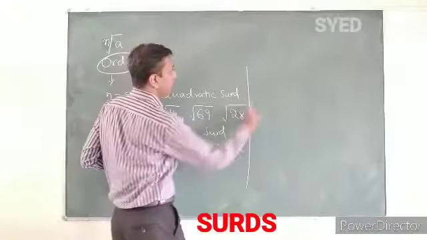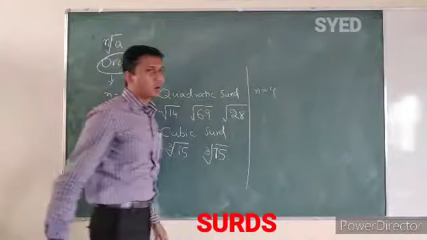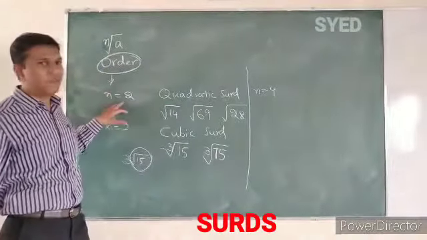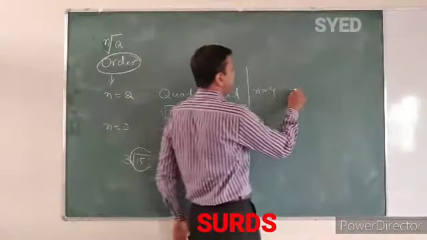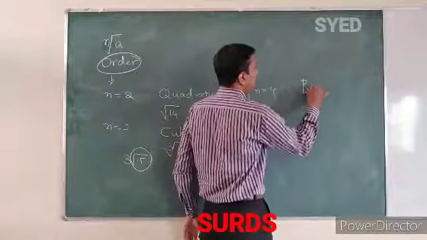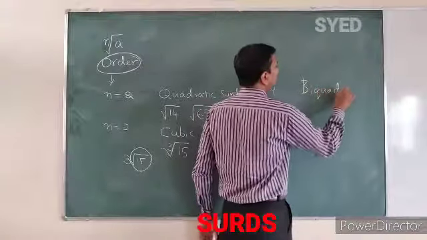Similarly, if n is equal to 4, if the order is 4, then it is called a biquadratic surd.